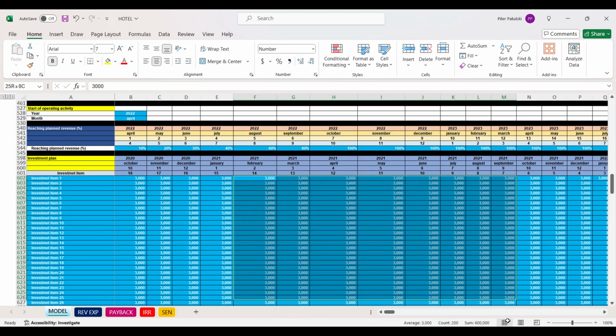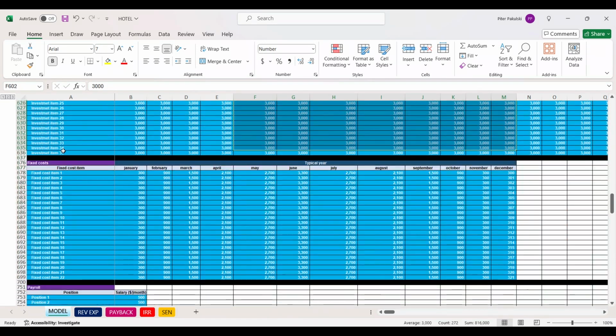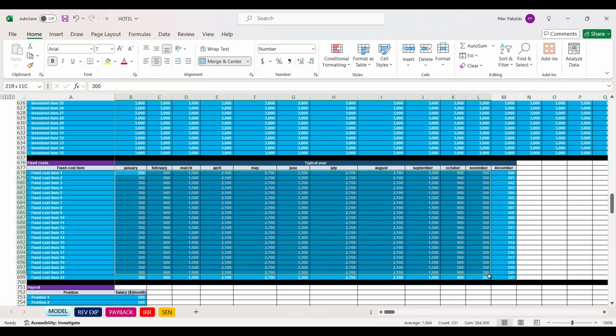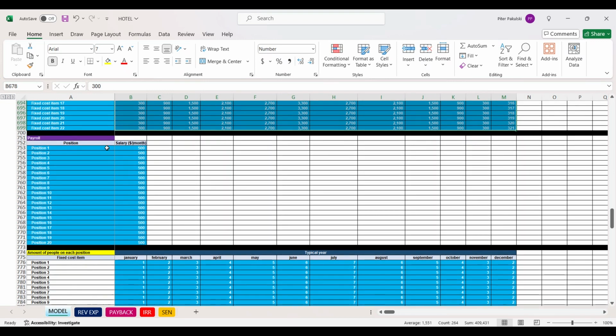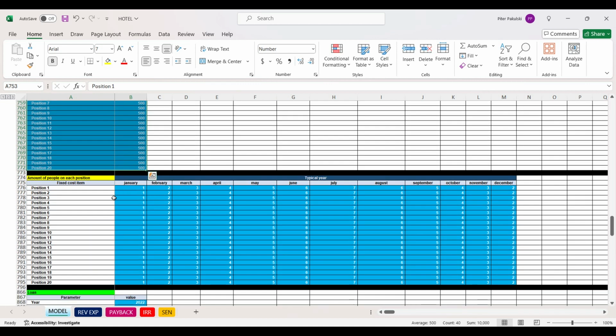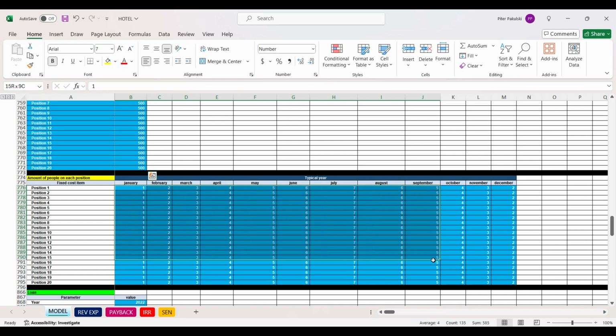Then we have fixed costs. Despite we call them fixed, this type of expenses may have some seasonality. That's why we have a typical year, and here we can specify fixed costs even if they have some seasonality. Payroll. For payroll, we have two tables. First table is a list of positions and the payroll per person on each position. Second table describes the number of people on each position with respect to possible seasonality of your business idea.